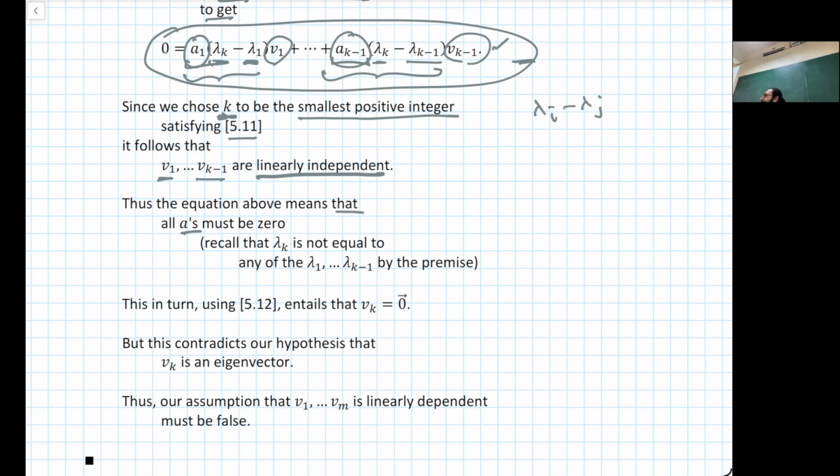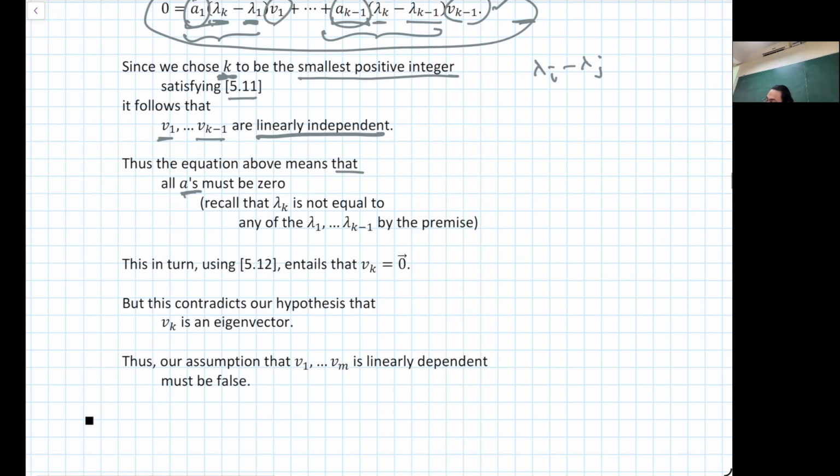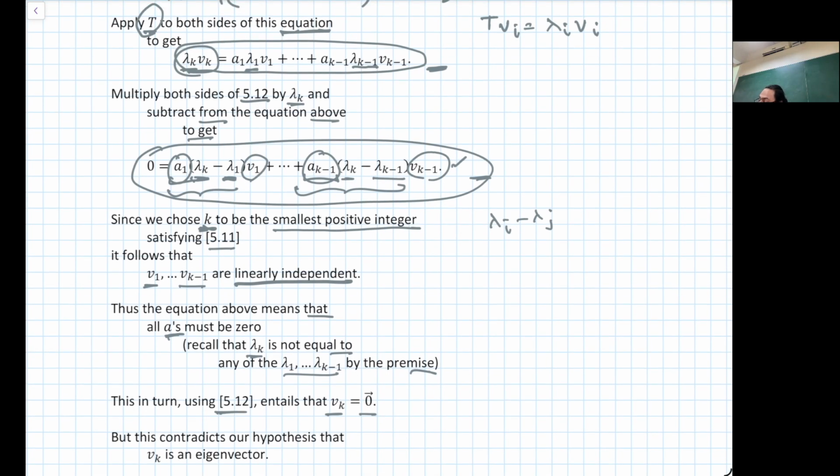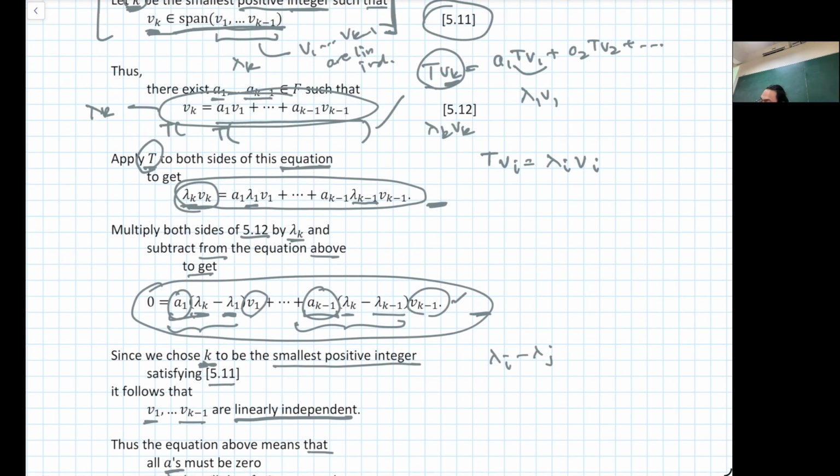Okay, so the A's have to be 0. And recall that lambda k is not equal to any of these. And that in turn implies that Vk is a 0 vector. Because Vk, remember, was this vector. So if all these A's are 0, then Vk becomes a 0 vector. But Vk is an eigenvector, so it cannot be 0. So that's how you get the contradiction.